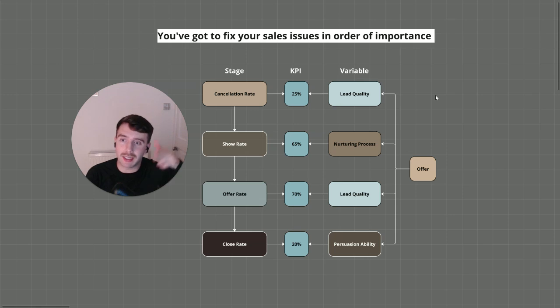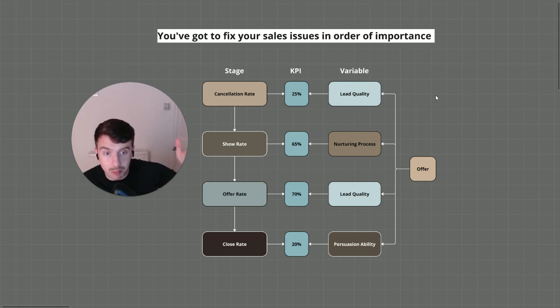Even if the close rate is 10%, if the offer rate was 20%, I'm like, damn, that's 3 times lower than where it needs to be. Whereas the close rate's only 50% lower than where it needs to be. So I'd be like, okay, offer rate needs looking at first. That comes down to lead quality.